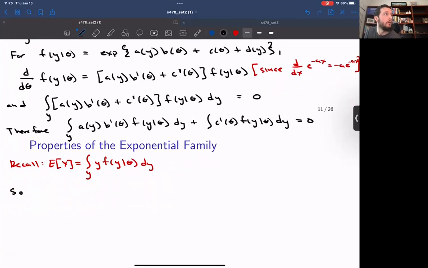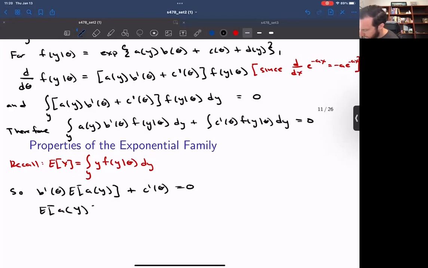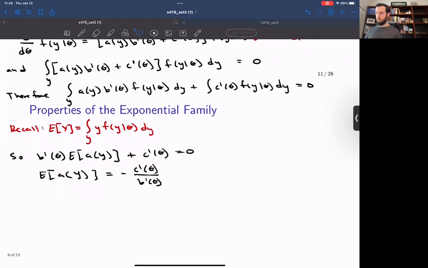So we have b prime theta multiplied by the expected value of a of y plus c prime theta is equal to 0. So the expected value of a of y is equal to negative c prime theta over b prime theta. And that's our first result.